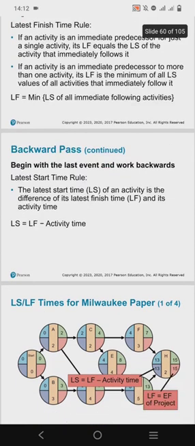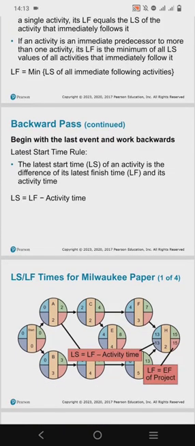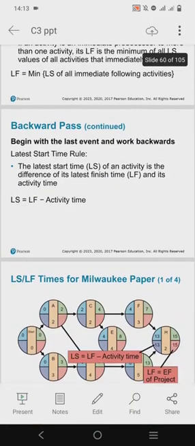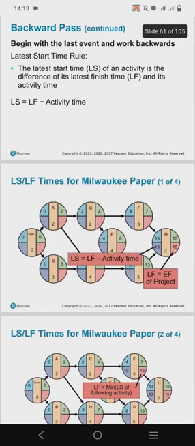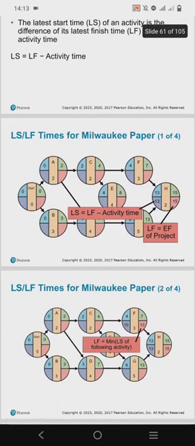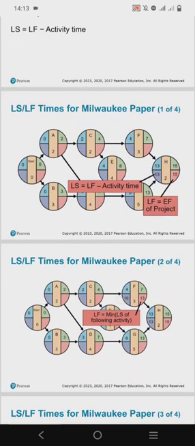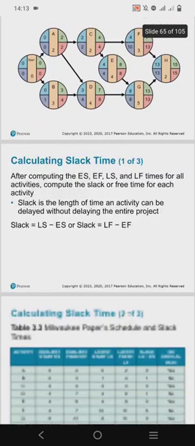The latest start time has a rule also, which is that the latest start time of an activity is the difference of its latest finish time and its activity time. The difference is represented by subtraction. So the latest start equals latest finish minus activity time, and just like the others, these are the network representations as well, using Milwaukee Paper as an example.